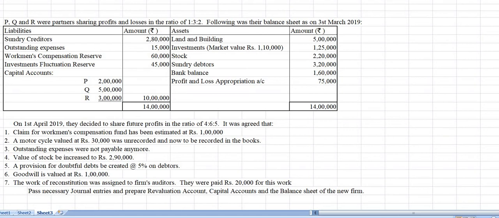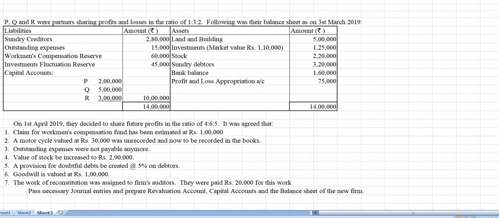So here the partners are P, Q and R, their old ratio is given as 1:3:2, and the balance sheet is given including various liabilities and assets. Let us see the adjustments. On 1st April 2019, they decided to share the future profits in the ratio of 4:6:5. The claim for workmen's compensation fund has been estimated at 1 lakh. See in the balance sheet, workmen's compensation reserve was 60,000 only. Now it is estimated as 1 lakh. That means the claim increased by 40,000.